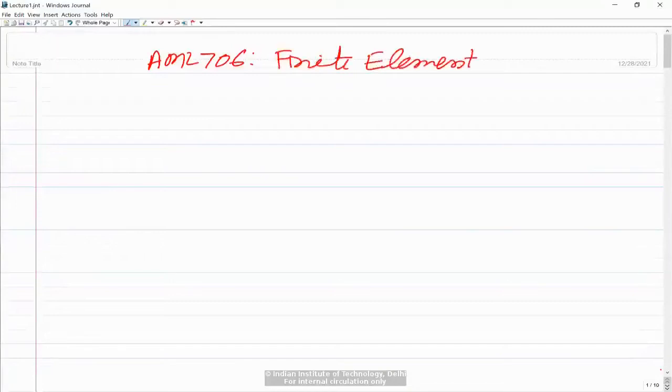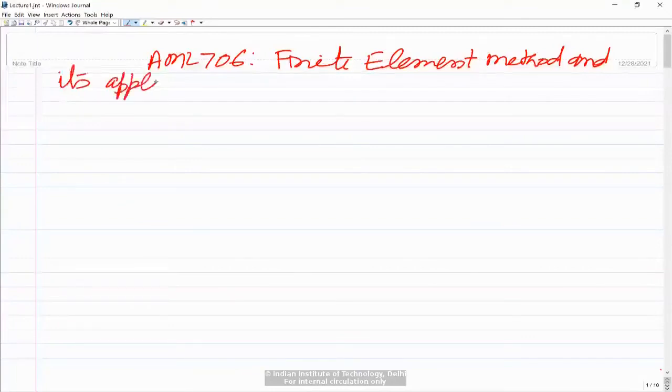This course is AML 706, finite element method and its application to marine structures.